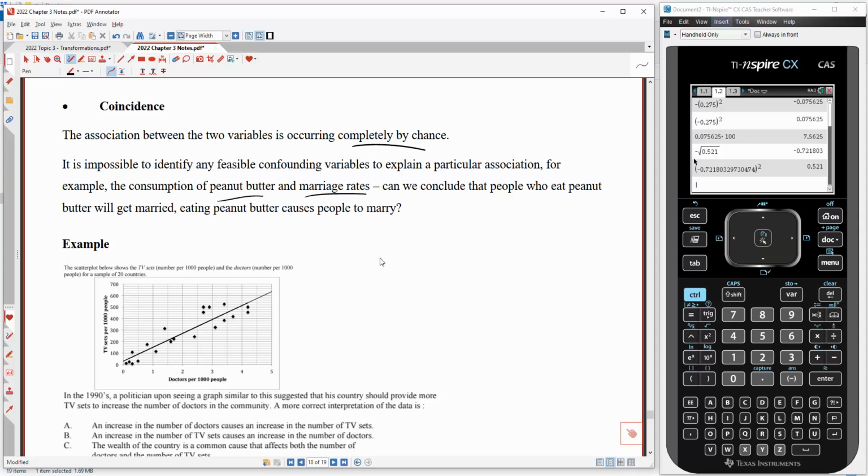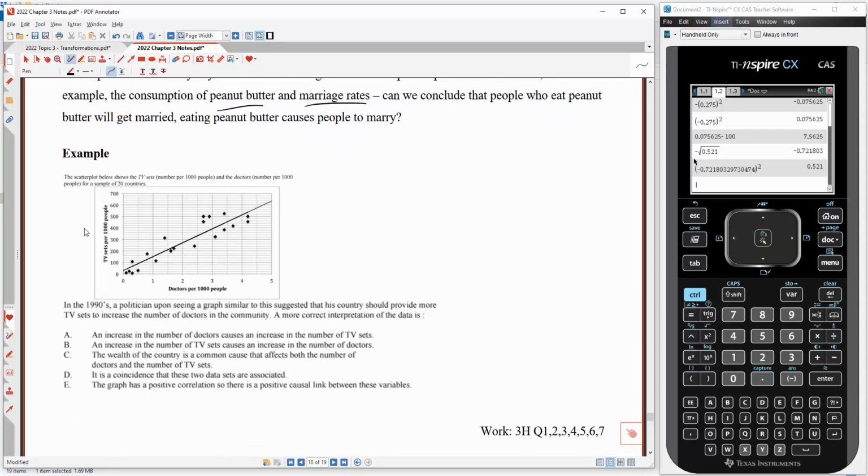All right, so here's a question from a paper in the past. The scatterplot shows the TV sets and the number of doctors, and we can see here that as the number of doctors increases, so too does the number of TV sets per 1,000 people. So a politician, upon seeing a graph similar to this, suggested that his country should provide more TV sets to increase the number of doctors in the community. Okay, but a more correct interpretation of the data is that this is purely a coincidence that the two things are associated. They've got nothing to do with each other.